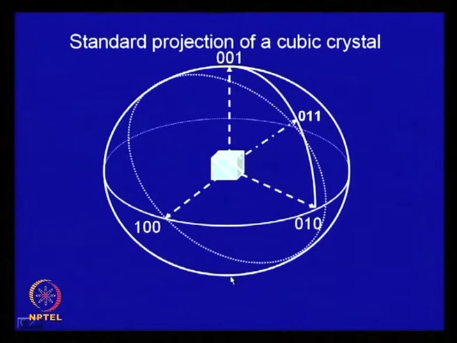To get a 0, 0, 1 standard projection, we must look at 0, 0, 1 from its diametrically opposite point and try to project it on this projection plane. This is what is done over here. Then it projects at this particular point, which is halfway, angular distance wise, between this point and this point.